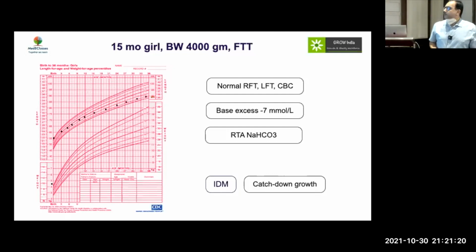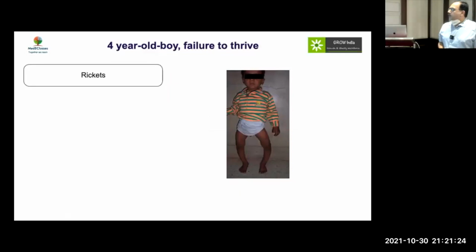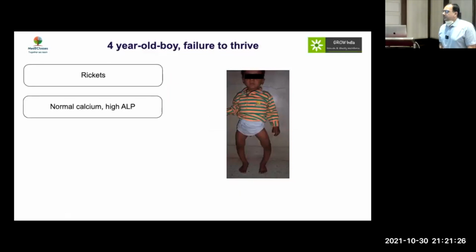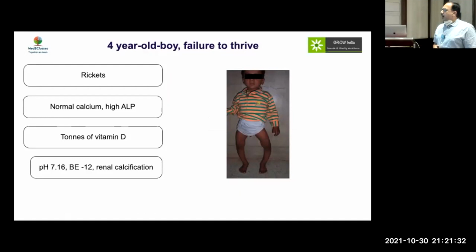The second case is a 4-year-old boy with failure to thrive. What we can see is that he had rickets and a normal basic workup. Lots of vitamin D had been given to this child. And when he came to us, he had metabolic acidosis and renal calcification. So Dr. Tambe, do you think this child actually had nutritional rickets or was there something wrong?